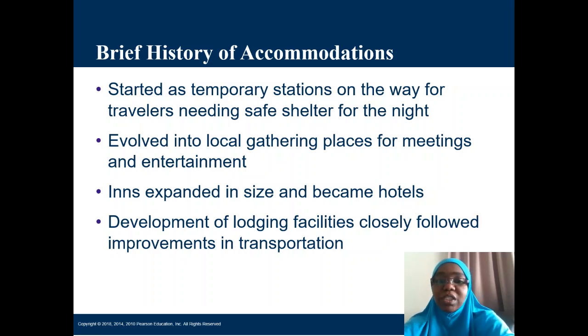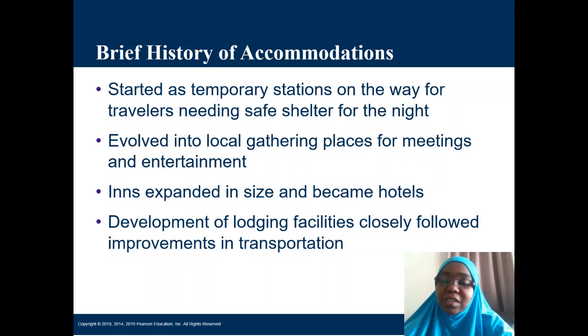So inns actually expanded in size and they became hotels. They transformed into hotels. They used to be basically shelters that were provided for travelers. So they were just like normal houses, but they would have maybe signage on the door or something to signal that they were meant for lodging, before they developed and transformed into the different types of accommodation that we'll soon be talking about.